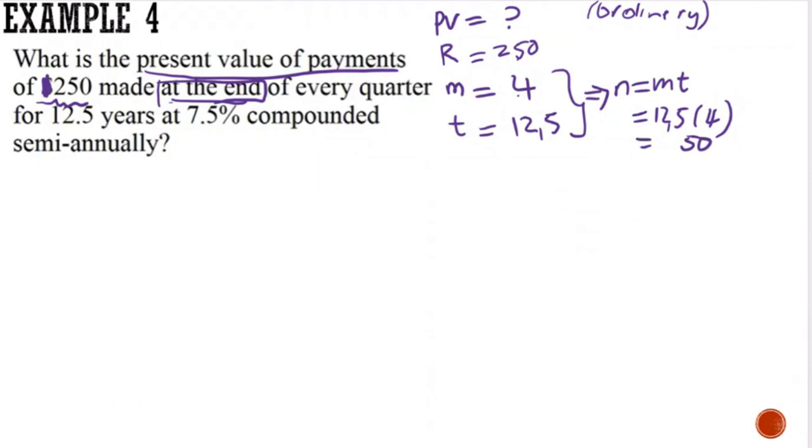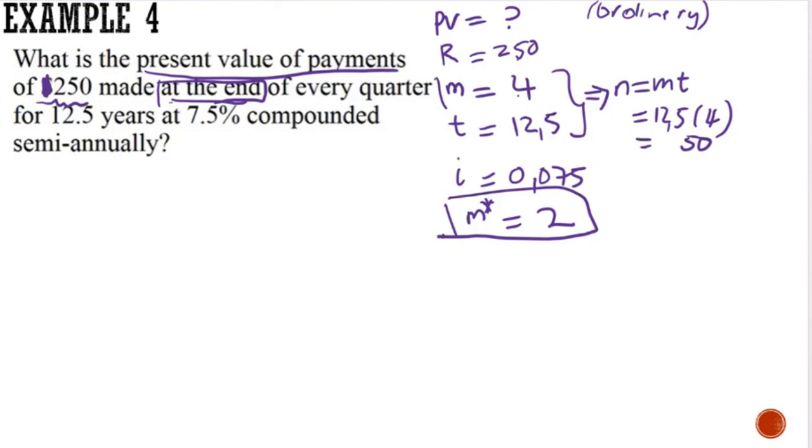And then you are told your interest is 0.075, and this is compounding semi-annually. There's a problem. Remember, the compounding periods of your payments need to be the same as the compounding periods of your interest. Once those don't match, there is a discord. If you are getting payments every quarter, the interest should be compounded quarterly. So this is a problem: the interest rate is compounding semi-annually. What do you do in that instance?